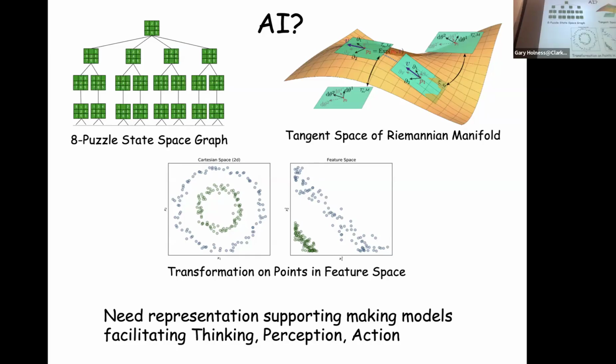Let's take this example on the upper right. This is the tangent space of the Riemannian manifold. You can think of it as a faceting or tessellation of a smooth surface with a bunch of planes. Now, with this representation, it facilitates comparison of data sets very, very efficiently, right? Let's take this thing on the bottom, this transformation of points in feature space. It allows you the ability to simplify the type of math that you need in order to classify or cluster data. And so, in order to create a model, you need a representation.